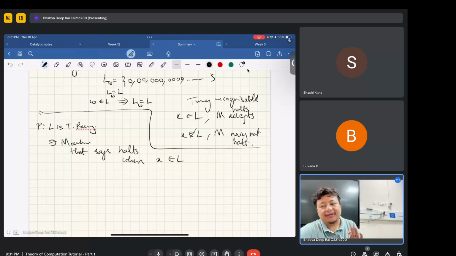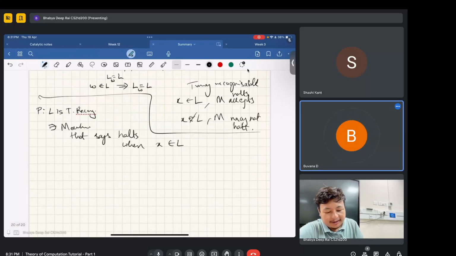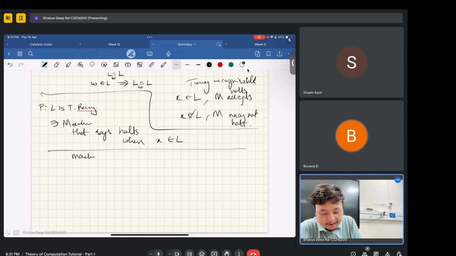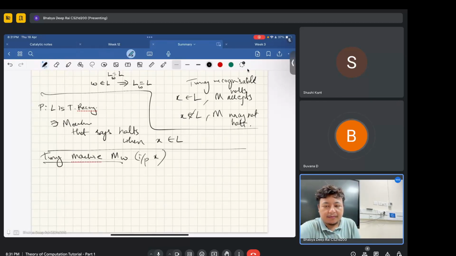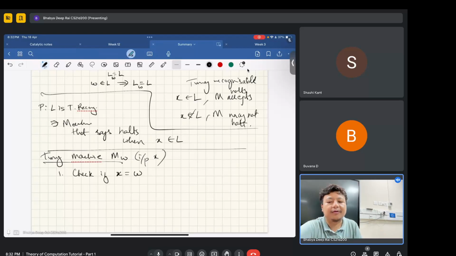So all we need to do now is construct a Turing recognizable machine for LW. It's as simple as follows. Here is Turing machine MW. Input is X. What I'll do is check if that input X is equal to W. If it is equal to W, what should I do? It belongs to the language LW, right?